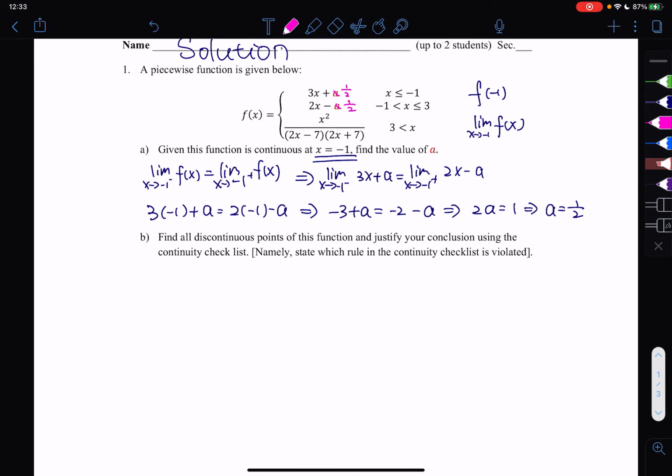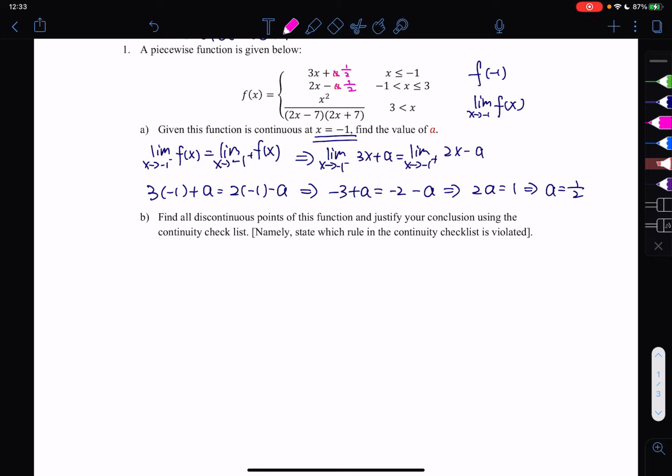The rest part is asking you to verify all discontinuous points and justify your conclusion. So my first idea is to go over wherever the denominator is 0 and wherever my function was cut into 2 pieces. So the potential points were -1, 3, and 2x minus 7 being 0, so x is 7/2, or 2x plus 7 being 0, so x is -7/2. Those are my potential solutions. Clearly, I'm not going to use the first one because I've already verified it's continuous. I don't know what's going on with 3. We need to double check.